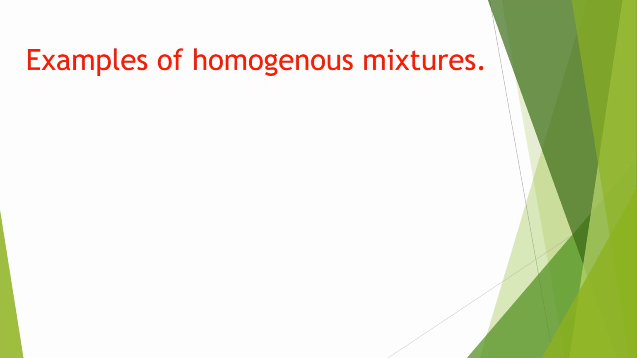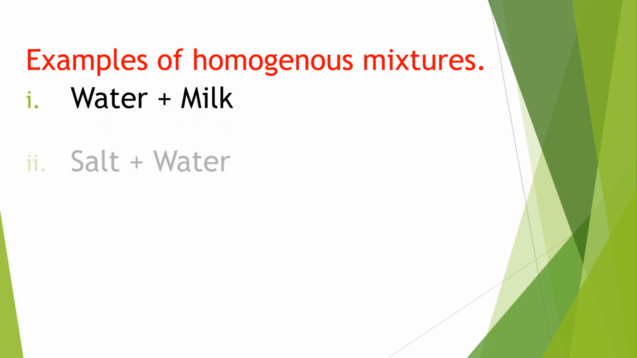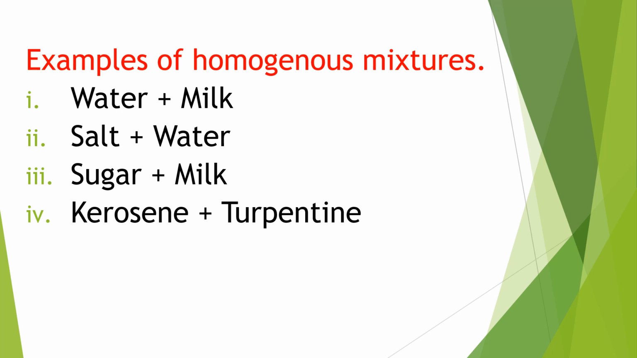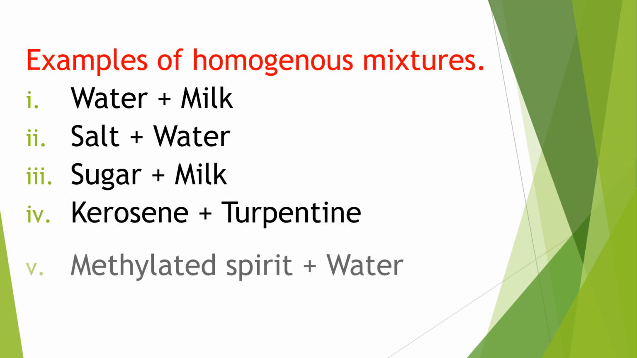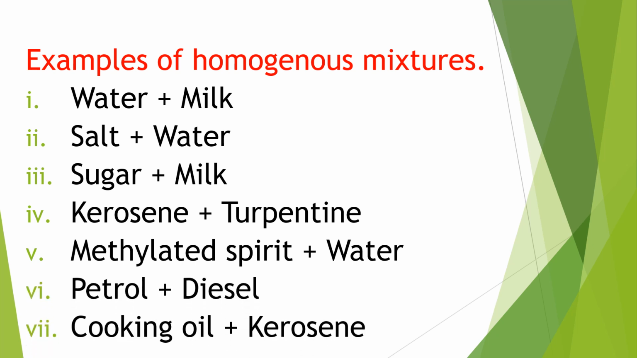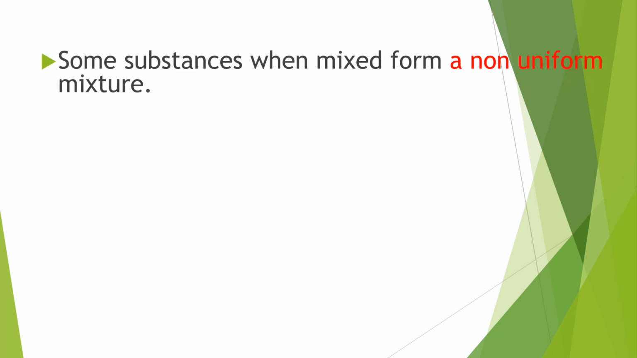We have examples of homogeneous mixtures. Water and milk is a good example. Salt and water, it is made up of what? A solid and a liquid, but they completely mix together to form one uniform layer. Sugar and milk, a solute and a solvent. Kerosene and turpentine. Methylated spirit and water, two liquids. Petrol and diesel, cooking oil and kerosene.